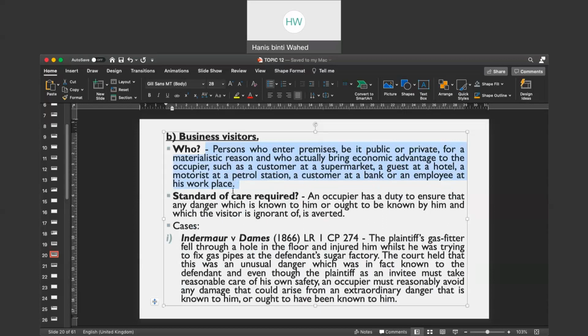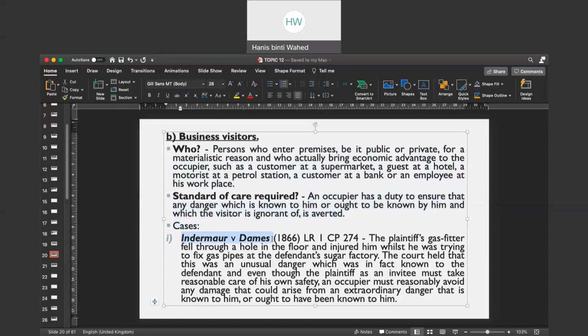Jadi, the occupier has a duty to ensure that there is no danger which is known to him or ought to be known by him exists in that premise. You look at here, standard of care required: the occupier has a duty to ensure that any danger which is known to him or ought to be known by him and which the visitor is ignorant of is averted. Okay. For this point, you guys can refer to the case of Indemore.